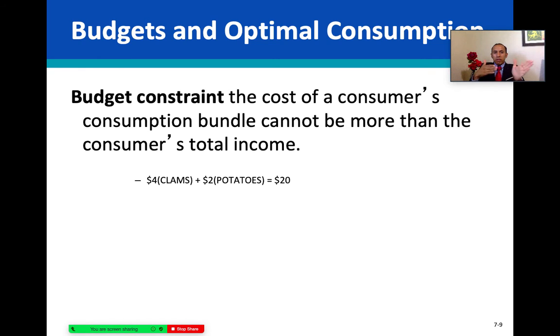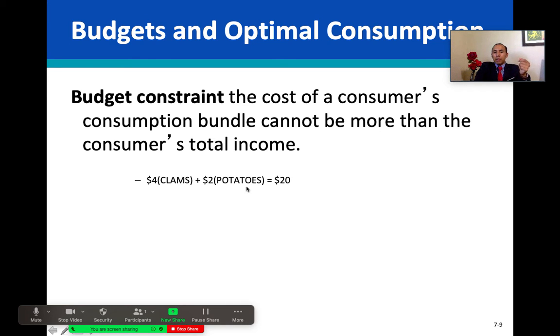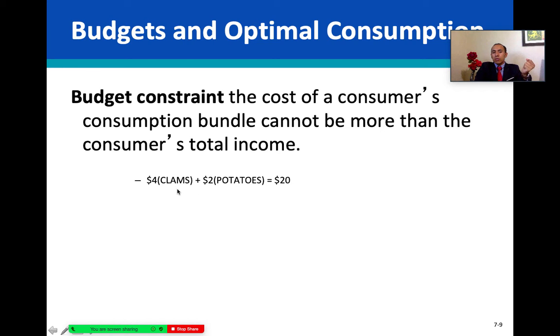So a consumer facing a budget constraint is going to be analyzed in a way that typically a consumer cannot exceed their total income or total budget, whether buying food and drinks, or in this case, buying clams and potatoes. Clams are $4 each and potatoes are $2 each, and you have $20 to spend. We cannot spend anything more than $20.